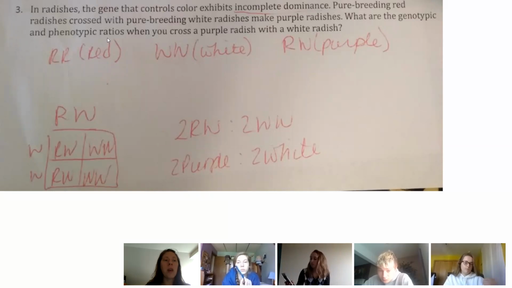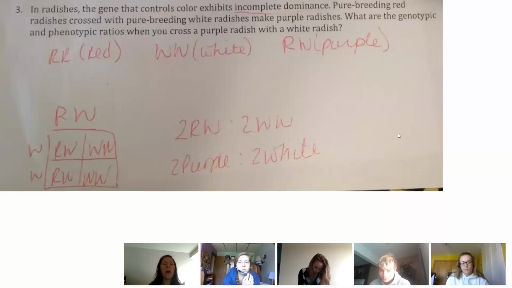And I want the genotype and phenotype ratios when we cross that purple with the white, which I set up over here. And then again, here are my ratios, my 2 RW to my 2 WW, and my 2 purple to my 2 white.